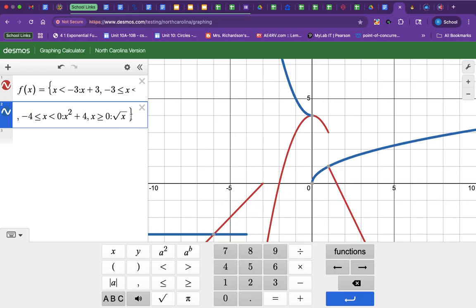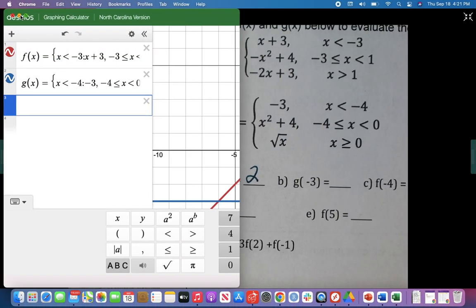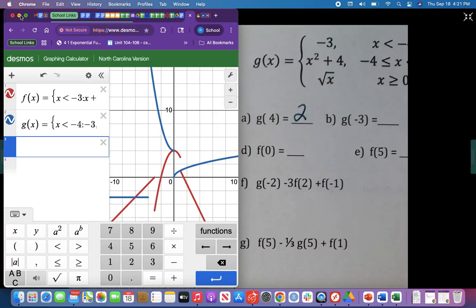It should be outside, so it should be right there. So make sure you hit the right arrow so you're out from under the radical. All right, so now I've got G typed in, so now I can literally go through rapid fire and type in what I need to evaluate.